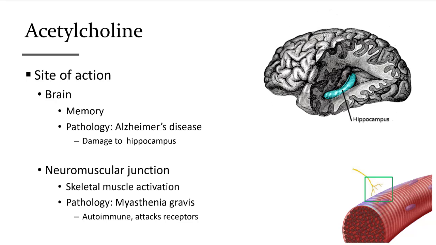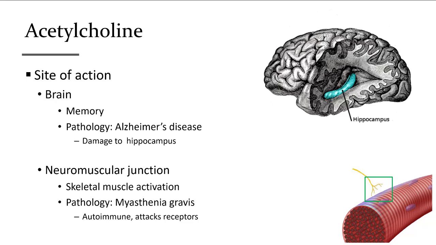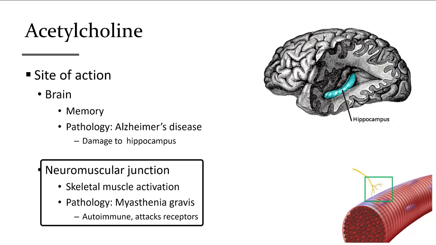Acetylcholine is the first neurotransmitter we'll go to. Its site of action occurs in the brain, but we also talked about it having action at the neuromuscular junction. In the brain, it is involved with our memory, and its pathology is associated with Alzheimer's disease. The area of the brain that utilizes a lot of acetylcholine is the hippocampus, and it's where our long-term memories are. The neuromuscular junction on the muscle cell is obviously where we activate a muscle when it's released from a neuron.